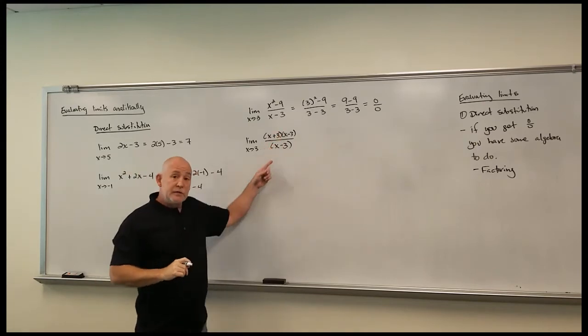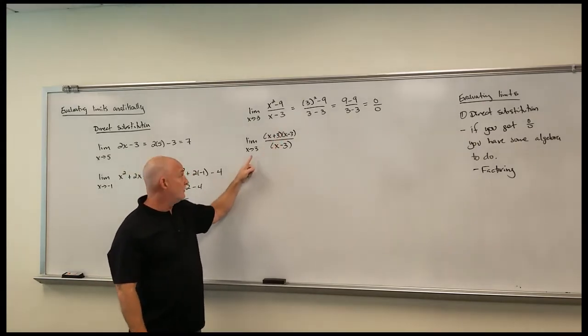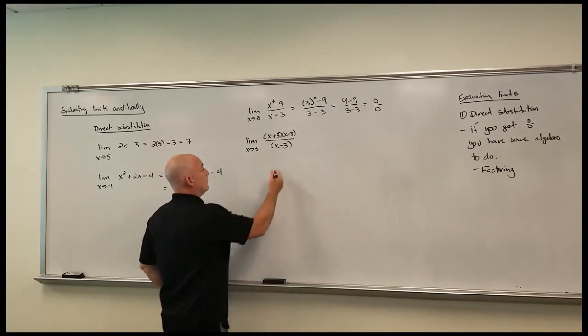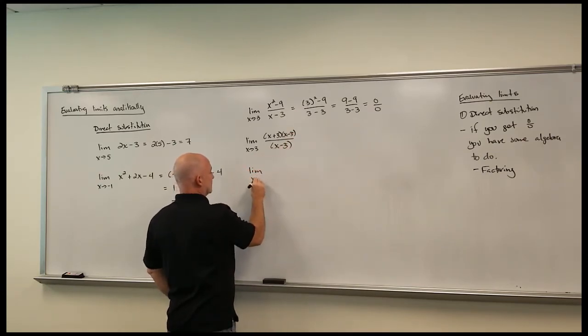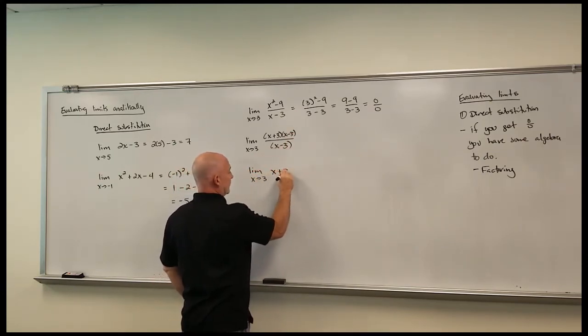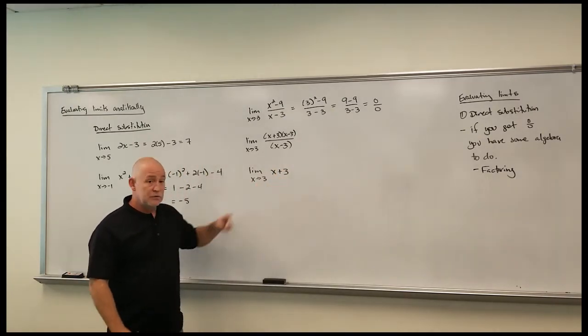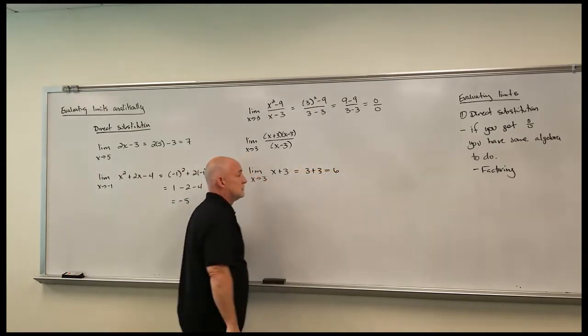The x minus 3's can reduce, and if you notice, the x minus 3 is actually the problem because that's what's becoming 0 as we get closer to 3. So if we reduce that problem spot out, and we do the limit as x approaches 3 of x plus 3, now notice I can evaluate this, right? I can do direct substitution here, and I get 3 plus 3, which is 6.